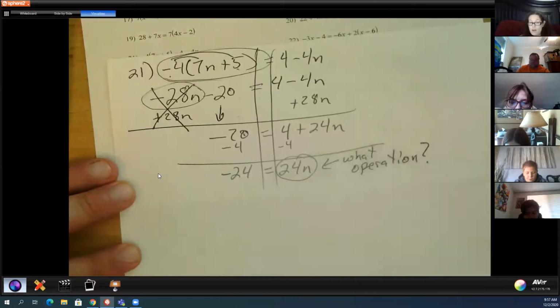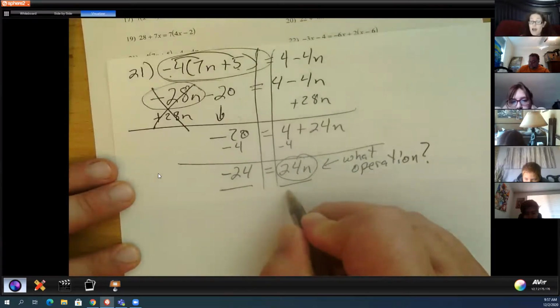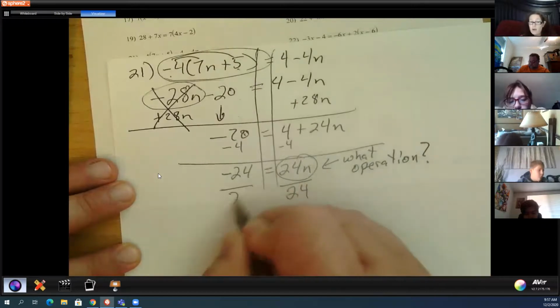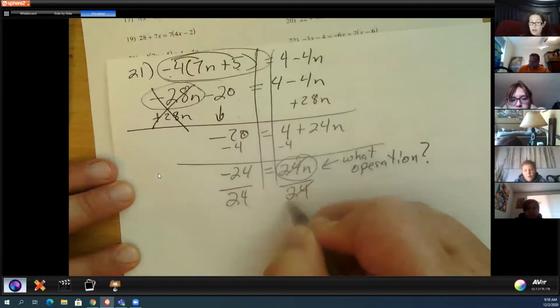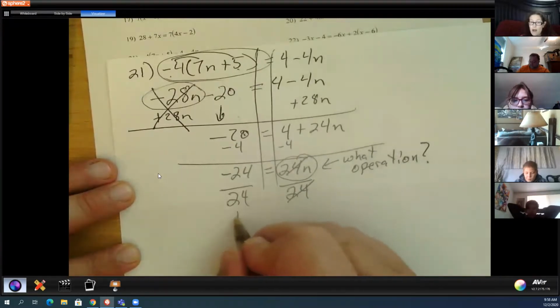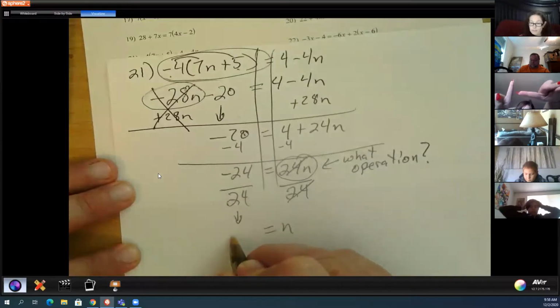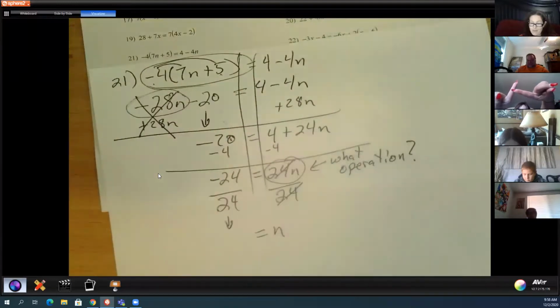Now what are we going to do to make it so that only one group of n is there? Somebody said multiplication operation, and then you divide it. Yes. So to get rid of the multiplication, we're absolutely going to divide by 24. Okay. And then we get that what's negative 24 divided by 24? Good, Ashlyn. Good, Peyton.